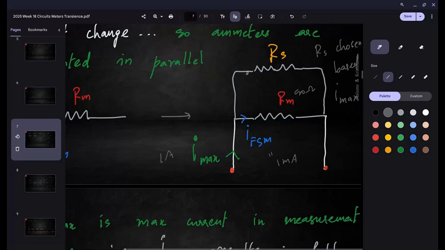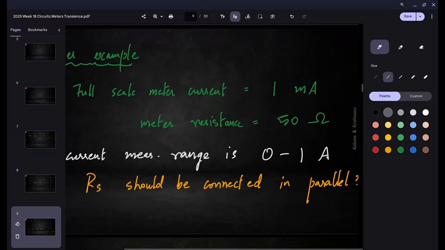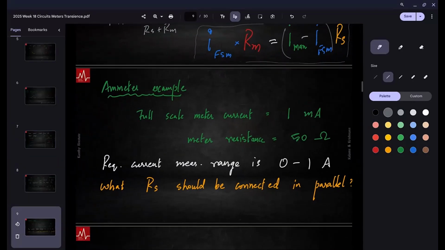So that is, bridges are done, voltmeter is done, ammeter is done. Now we'll do transient circuits. Okay, fine. Let me show the question. I thought the diagram will be useful.